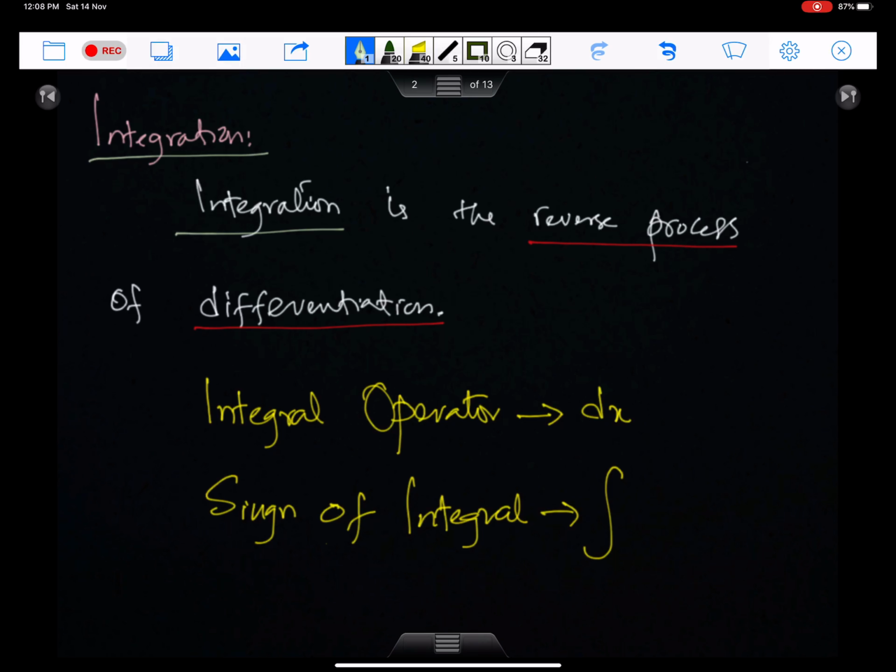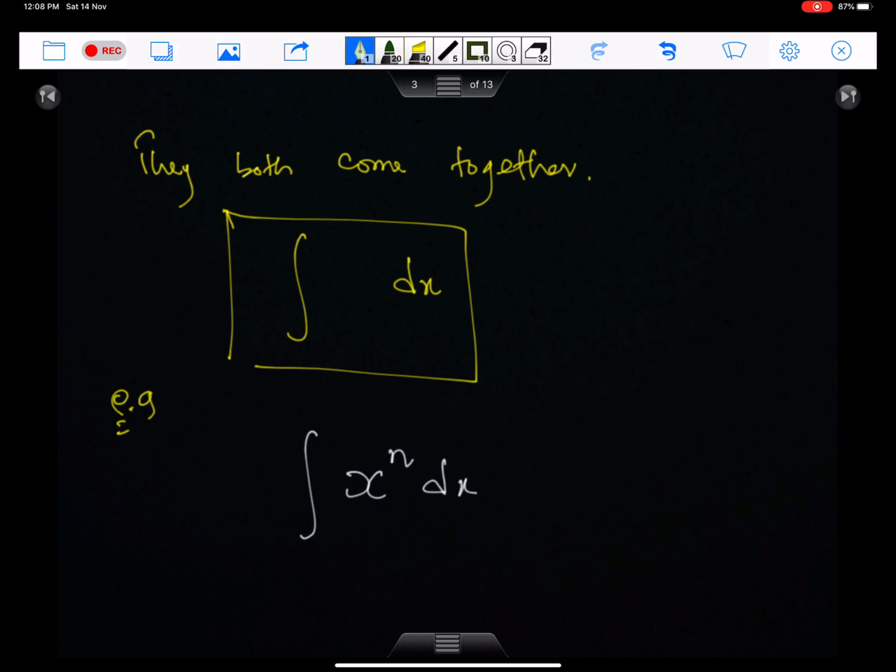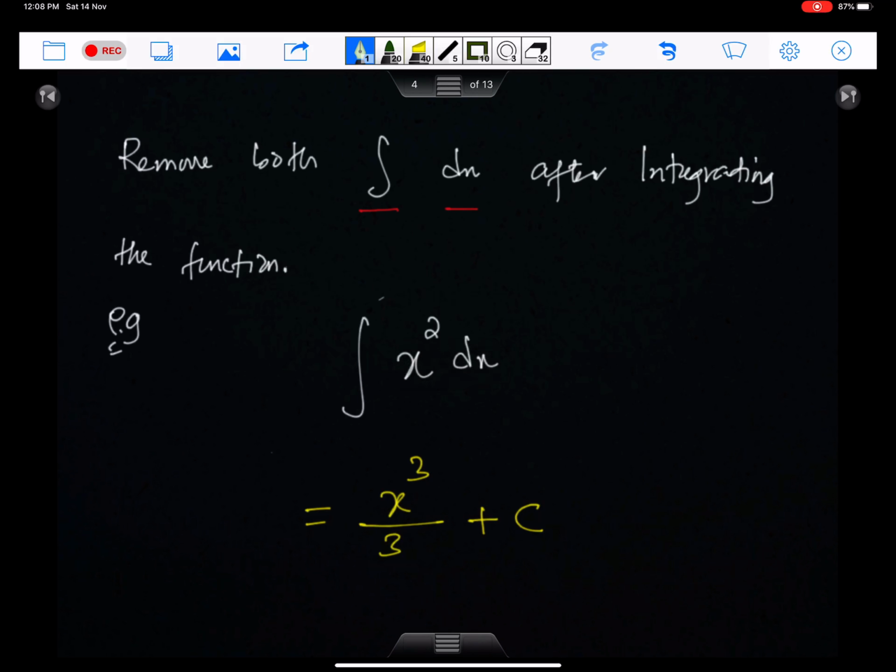This is known as the integral operator, and this is known as the sign of integral, and they both come together like this. And we write the function over here between the sign of integral and dx like this. Well, we remove both sign of integral and dx after integrating the function.